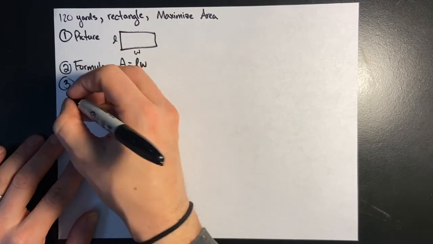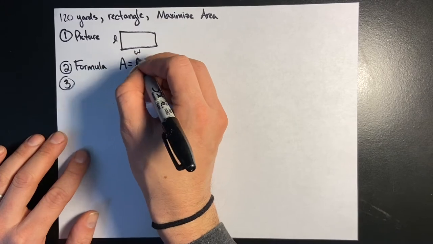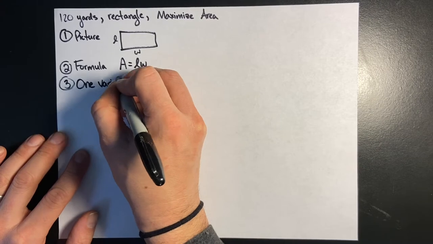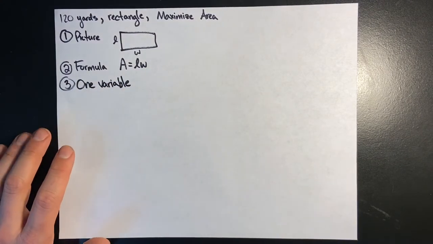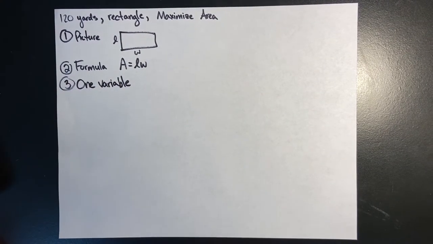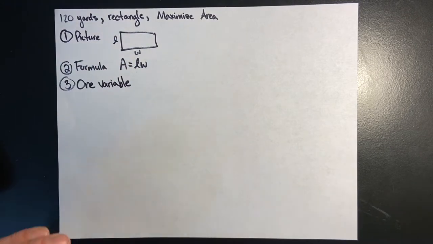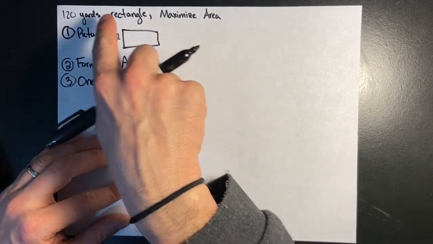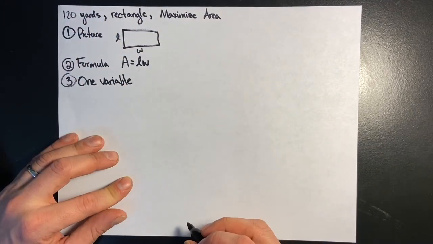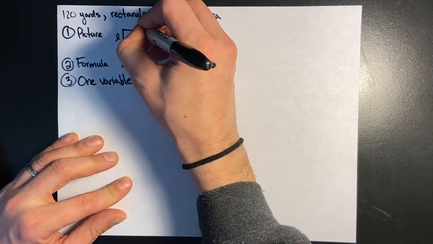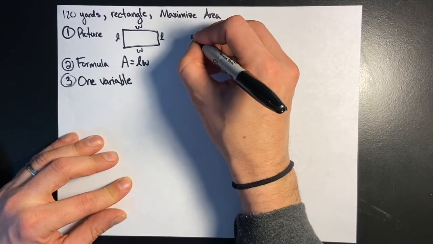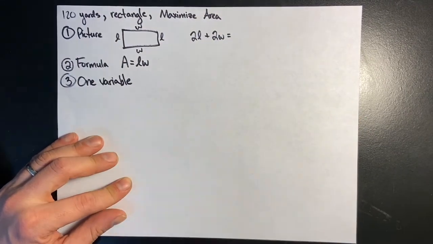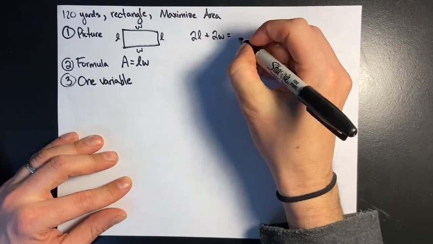Step three is I want everything in one variable. So I either want to deal with an L or a W. Well, right now I really can't do that. I mean, I have A equals L times W. There's really nothing I can do, except for the fact that the original problem told me that the perimeter is 120 yards. So the perimeter of any rectangle is two lengths plus two widths equals my perimeter. In this case, my perimeter is 120.